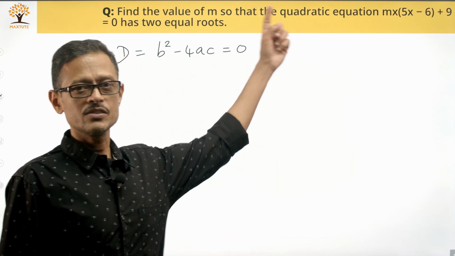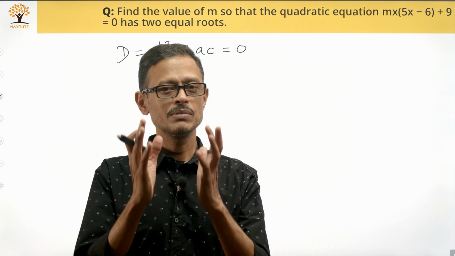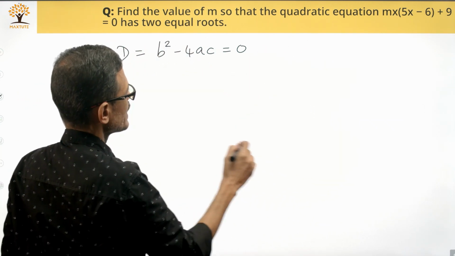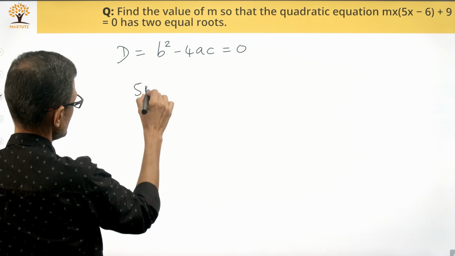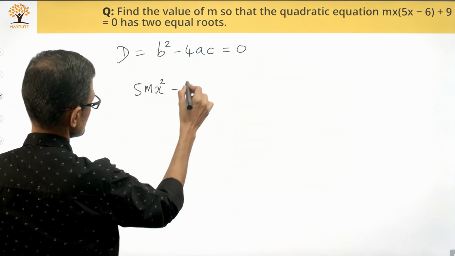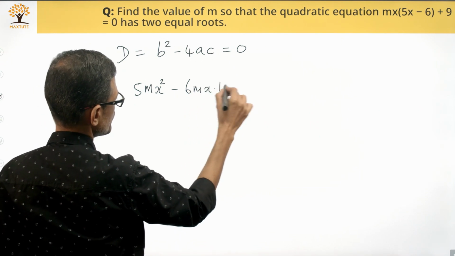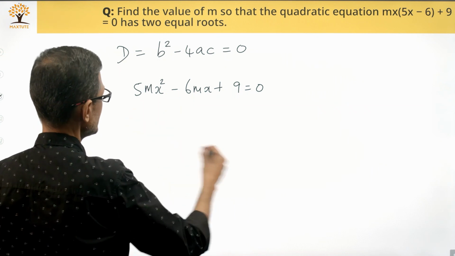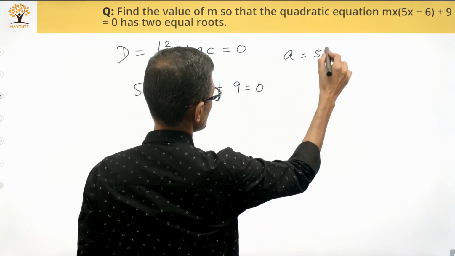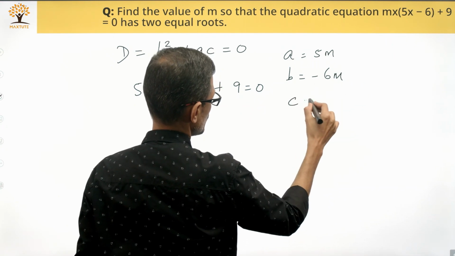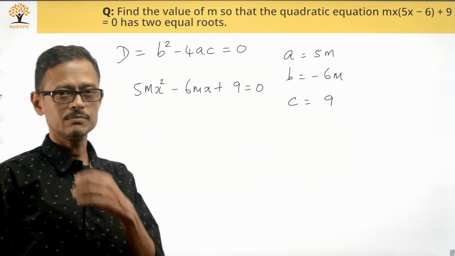So let's write this quadratic equation to resemble the ax square plus bx plus c format. We have mx times 5x, which is going to make it 5mx square, mx into minus 6, which is minus 6mx, plus 9 equals 0. This is a quadratic equation. So what's A in this equation? A is equal to 5m. What is B in this equation? B is minus 6m. And what is C in this equation? C is equal to 9.